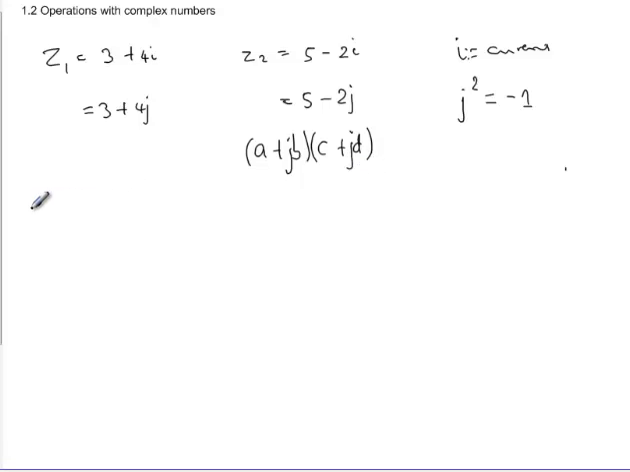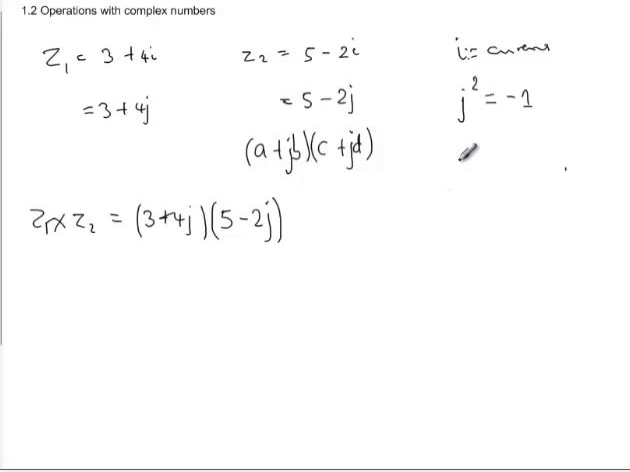Should we? z1 times z2 equals 3 plus 4j multiplied by 5 minus 2j. I'll do it the long way. Let's do it the long way. All right.